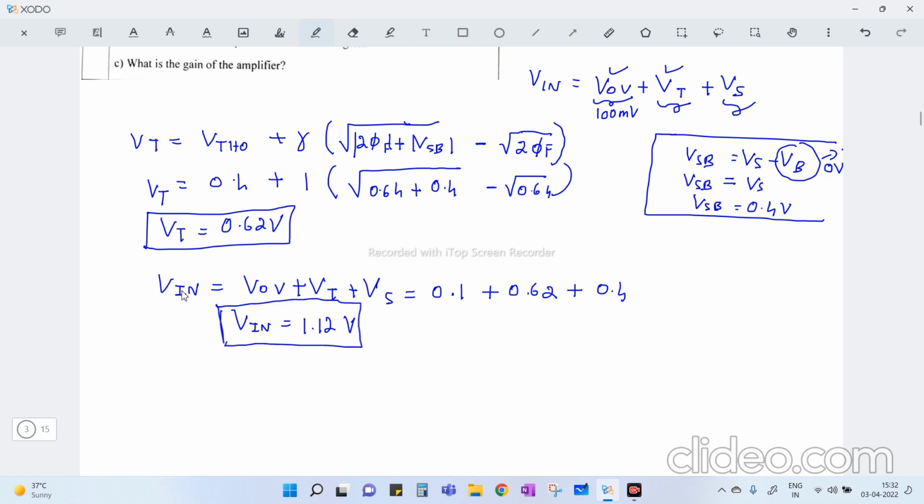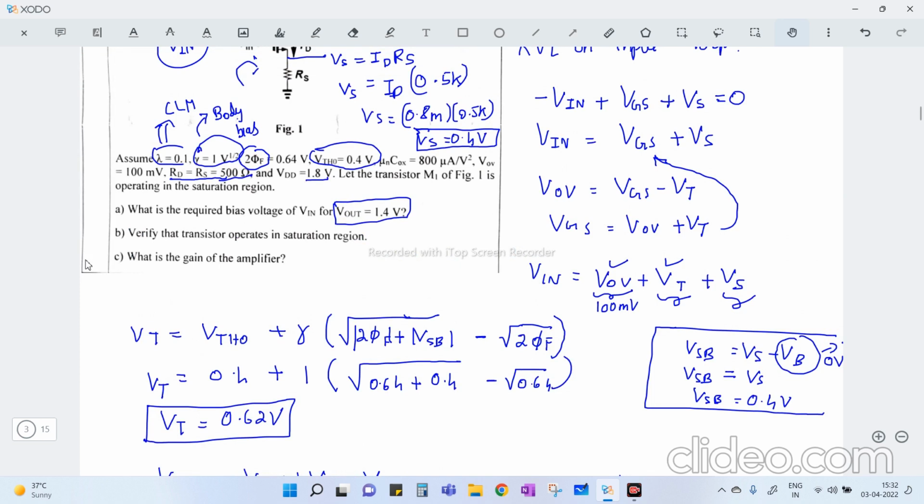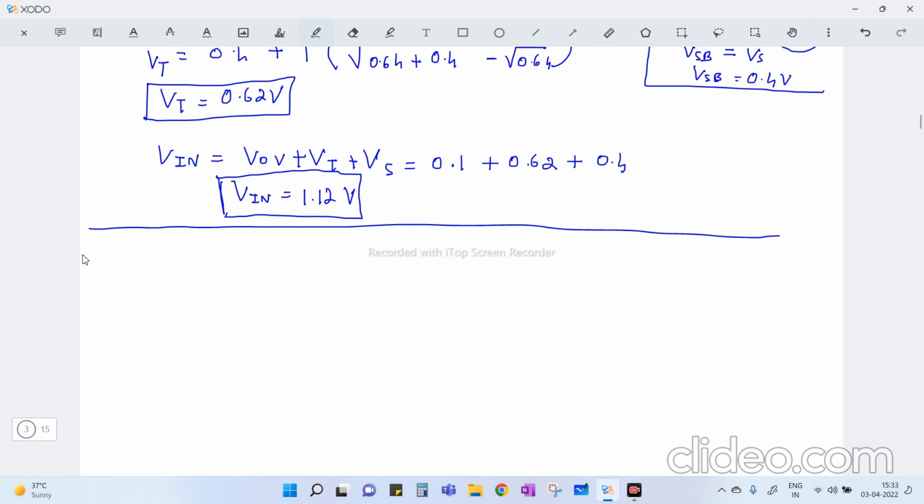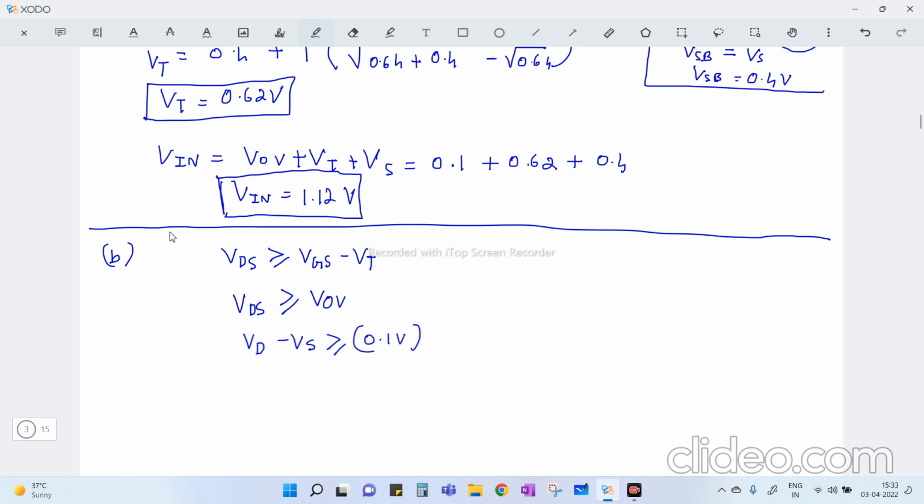This is the answer for sub question 1. So we are able to obtain the Vin. The next sub question is, they are asking whether the transistor operates in the saturation region or not. We know that for NMOS, in order to operate in saturation, we have an equation which has to be satisfied: VDS greater than or equal to VGS minus VT. VGS minus VT is nothing but VOV. So VDS is VD minus VS, and VOV they have given as 100 millivolts, which is 0.1 volt. Now we have to obtain what VD and VS are. We know already Vs is 0.4 volts. Let us obtain what VD is.